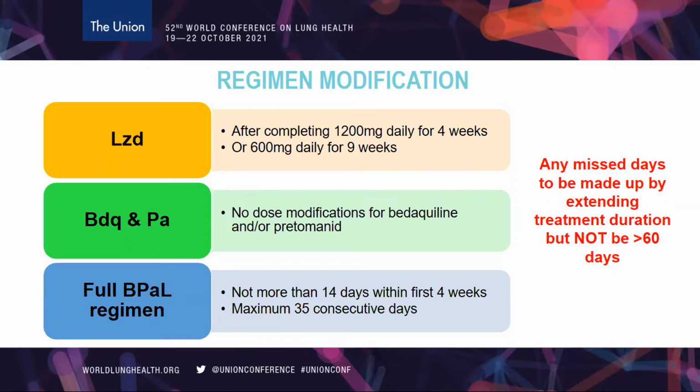For bedaquiline and pretomanid, there is no dose modification. If the BPaL regimen is supposed to be interrupted, that's the full dose of the regimen. In the first 4 weeks of treatment, if there is any side effect, it can be interrupted, but not for more than 14 days. Throughout the treatment period, if the BPaL regimen is supposed to be interrupted, it should be a maximum of 35 consecutive days. Any missed days should be made up, and this should not be more than 60 days after the end of treatment.